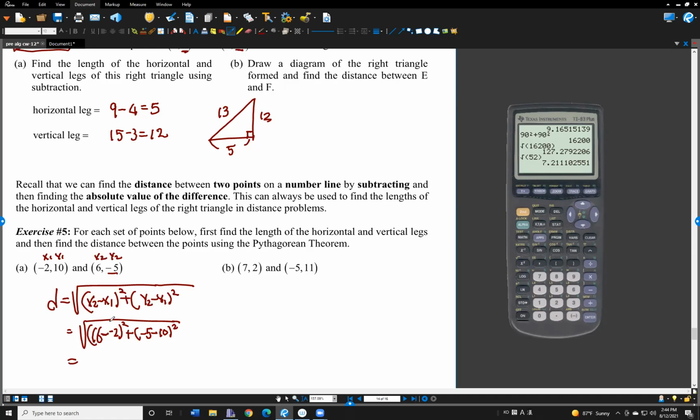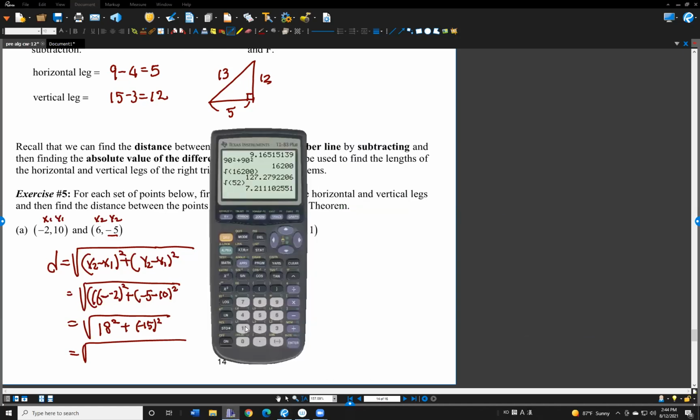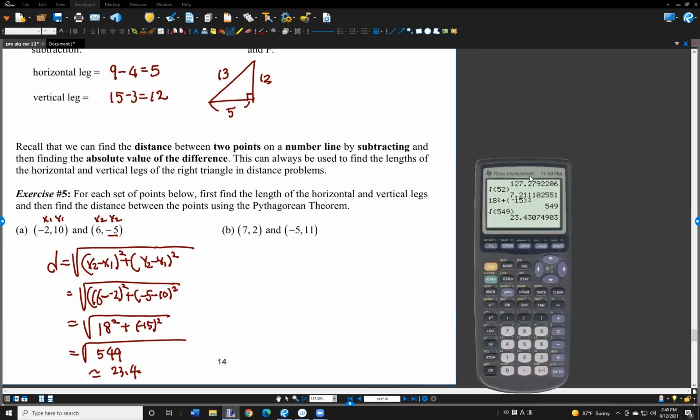6 minus negative 2 is positive 8, so 8 squared, right? The horizontal length is squared. The vertical square is negative 15 squared, right? Negative 15 squared is positive 15 squared, same thing. So when you calculate, 8 squared plus negative 15 squared, it's positive anyway, equals how much? 289. So the square root of 289 equals around 17 is the distance between the points. Is it okay? Now use the formula one more time. This is the formula.